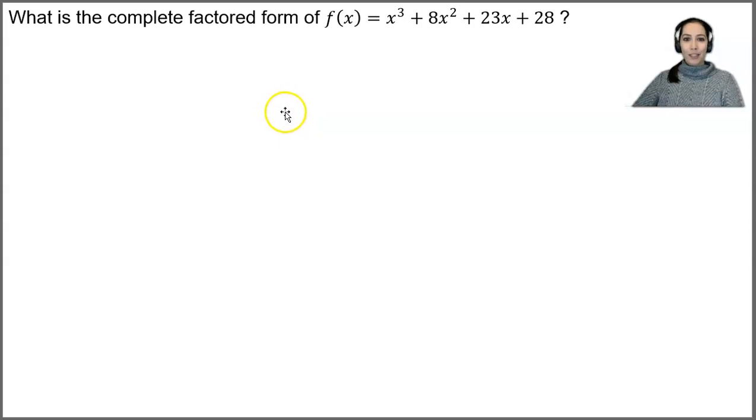What is the complete factored form of f(x) = x^3 + 8x^2 + 23x + 28?